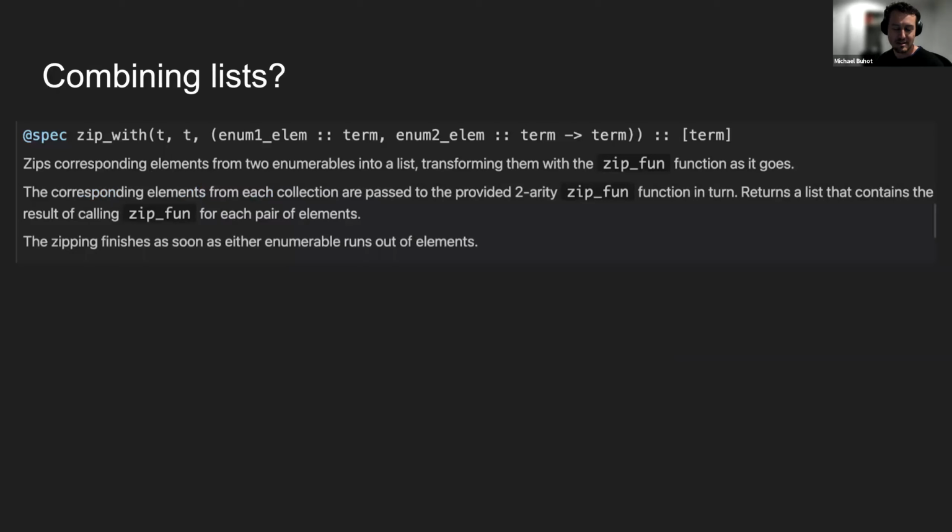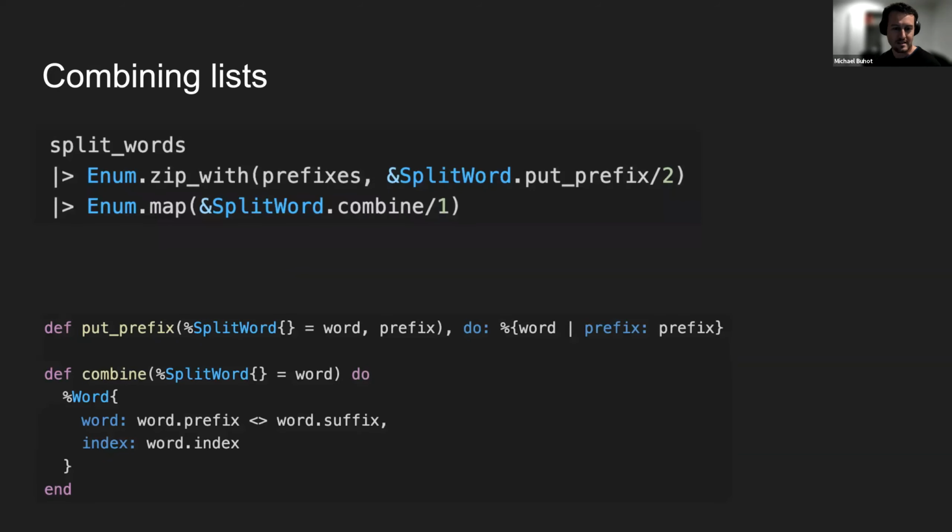Combining lists. This is a pretty handy function, zip_with. Given two lists and a function that will combine them element by element, it gives you a new list on the way out. So in this case, we have the list of split words and the list of prefixes that we need to use to update those split words. So you can use zip_with to do that. And then the next step in the code is to use this combine function, which takes a split word as input, combines its prefix and its suffix, and encodes that as just an atomic word.